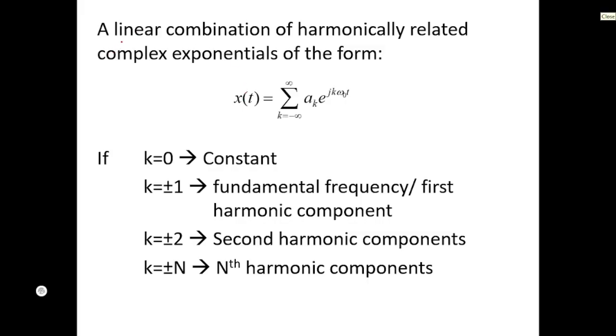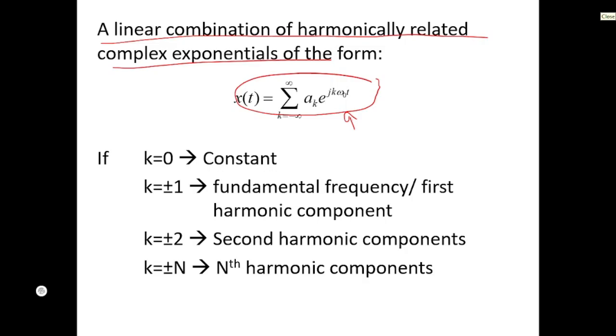If you look over here, a periodic signal is basically a linear combination of harmonically related complex exponentials, and it is given in the form of x(t) equals summation of k equals minus infinity to infinity a_k e to the power j k omega naught t. Okay, so this is your Fourier series equation.